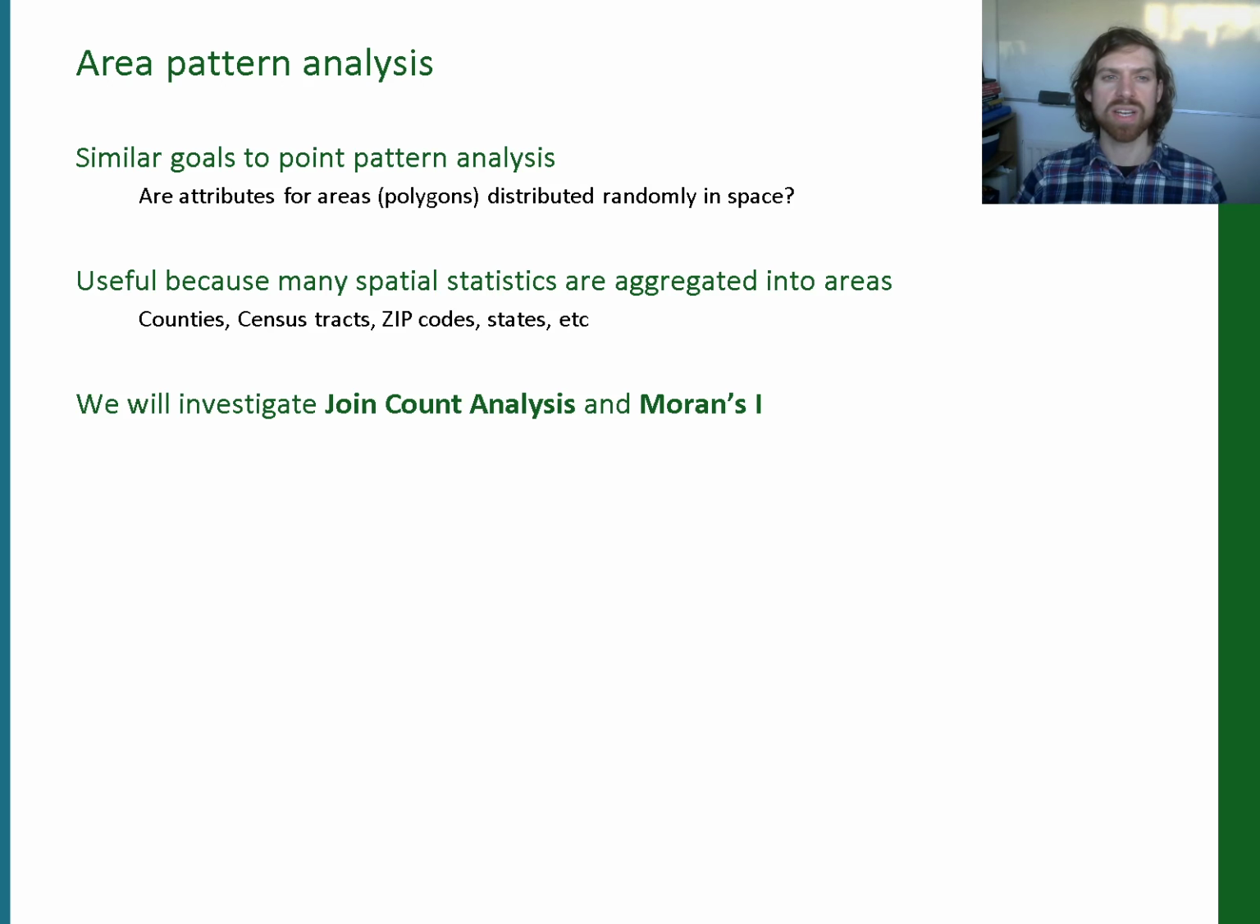So within area pattern analysis, essentially we're focusing on polygons here. So actual areas, are they randomly distributed in space, or is there some process going on here which is non-random? And we use this all the time. So you will, I'm sure, in other classes have visualized data within polygon areas, whether that's looking at counties, census tracts, zip codes, states, etc., whatever geography you're interested in. And now we're going to focus on both join count analysis and Moran's I.